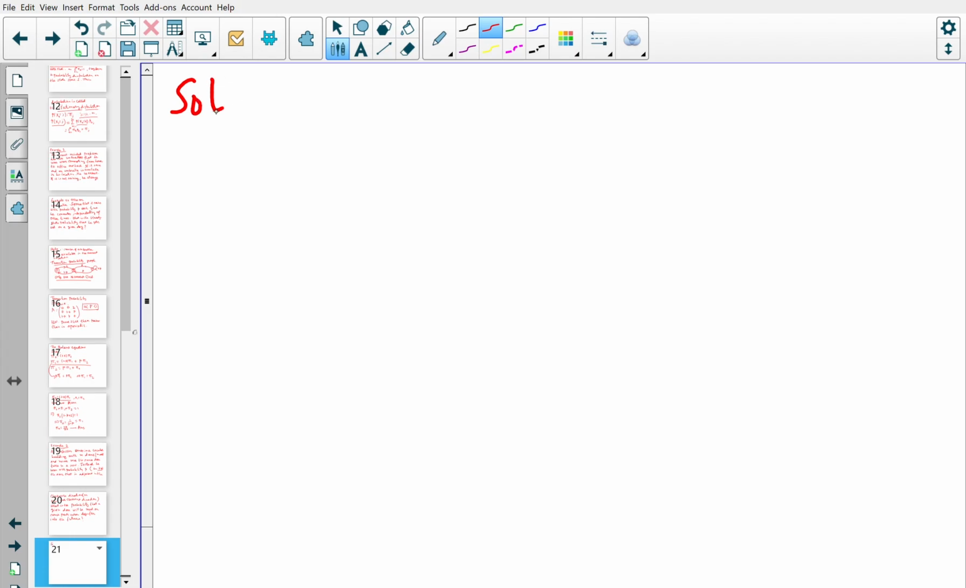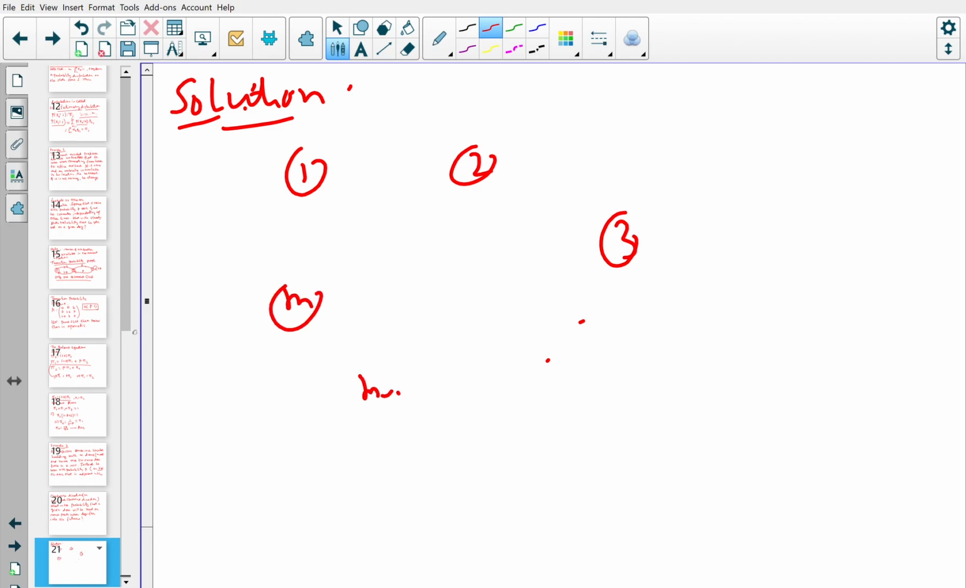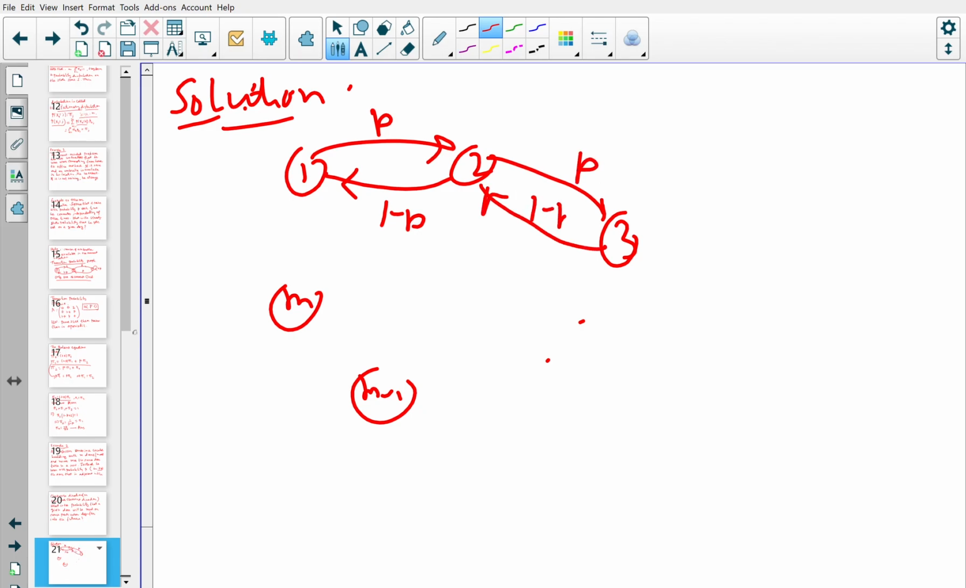You can first draw the transition probability graph. Suppose node number 1, node number 2, node number 3, and so on, where m is odd. So you can go to this one with probability p. You can come from there to there with probability 1 minus p, and similarly here p, 1 minus p, and so on. Okay, this is p, 1 minus p, and so on.